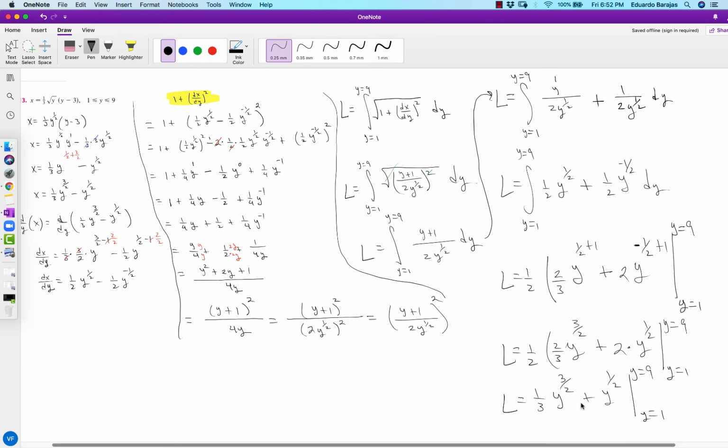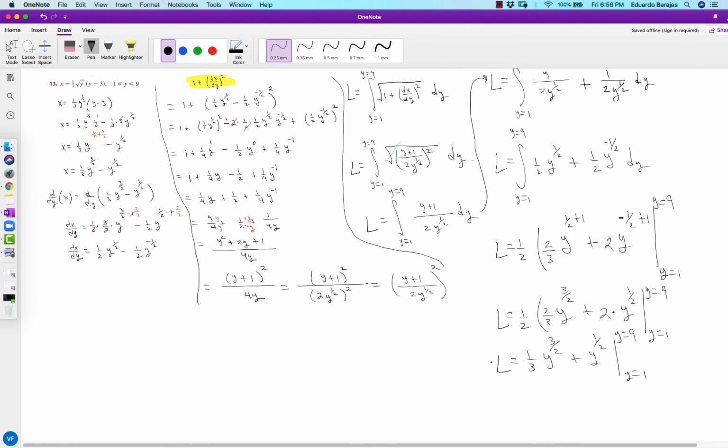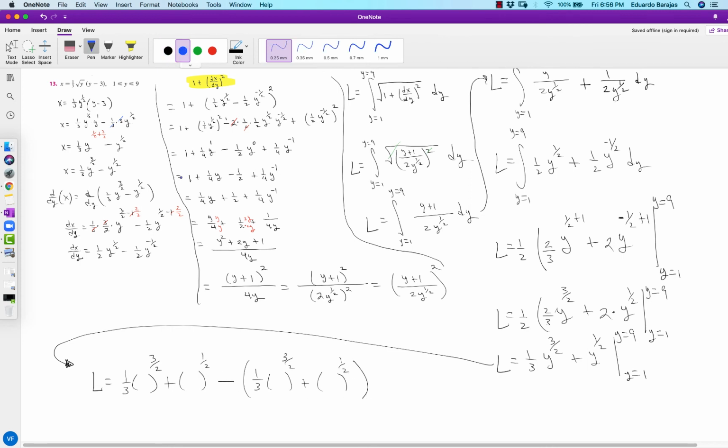Okay, so we're almost there. Now running out of room, let's put it over here. Now L then is equal to 1/3 blank to the power of 3 over 2 plus blank to the power of 1/2, minus, and then in parentheses, 1/3 blank to the power of 3 over 2 plus blank to the power of 1/2. Make sure it's clear that there are parentheses here, minus these parentheses here. So we're going to plug in a 9 for this one and a 1 for this one.